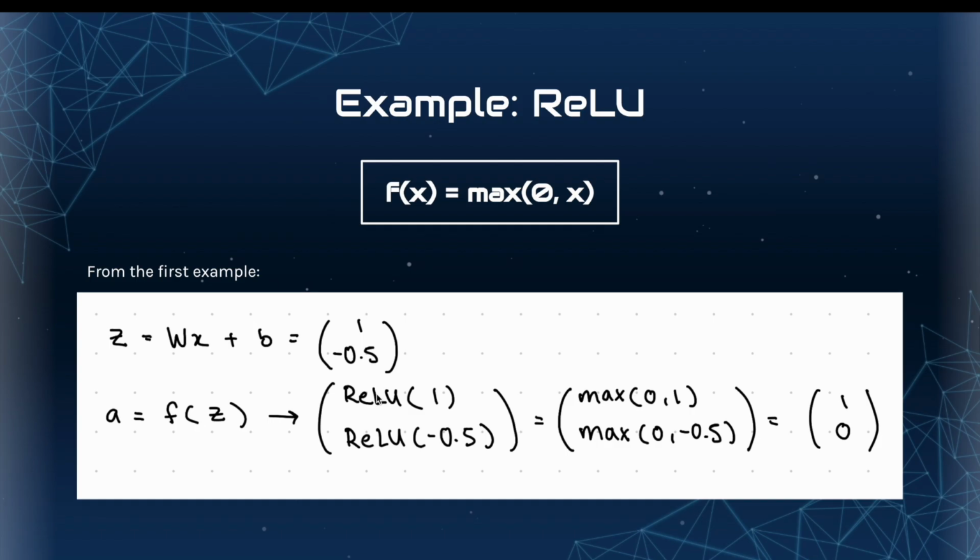We'll apply it to 1, which gives the maximum between 0 and 1, which is just 1, and then we'll apply it to the second dimension, which is -0.5. The maximum of 0 and -0.5 is just 0. So if we use this activation function from our first example, we'll get an output vector of (1, 0). As you can see from the original output vector from Wx plus b, all this is doing is getting rid of the negative values.